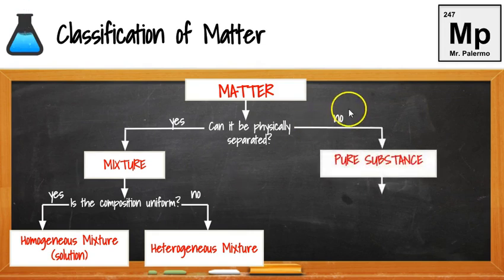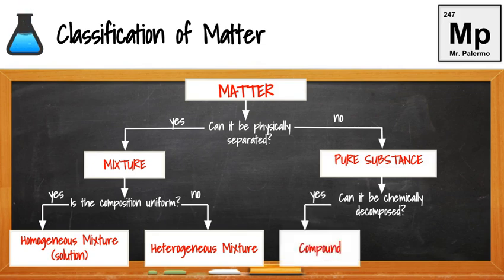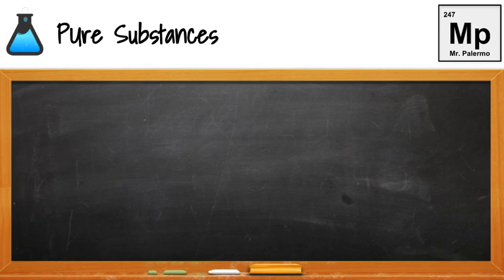If the matter cannot be physically separated, it can be chemically separated, we say it's a pure substance. And we can classify pure substances as either being elements or compounds. So, can we chemically decompose it? Can we break it apart chemically? If the answer is yes, it's a compound. If the answer is no, it's an element. So let's look at pure substances first in more detail.